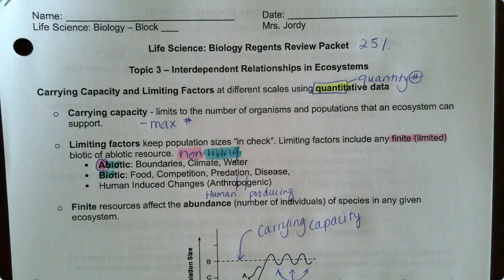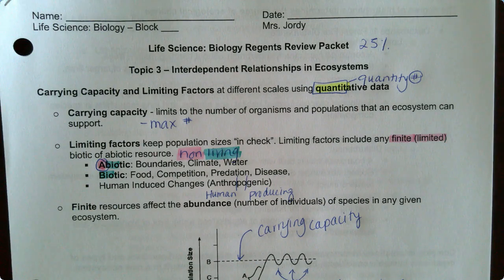Today we're going to look at topic 3, interdependent relationships in ecosystems. This will be approximately 25% of the Regents exam. This section has a lot of vocabulary, so it might be beneficial for you to make some flashcards so that you can make sure you're memorizing the correct terms.